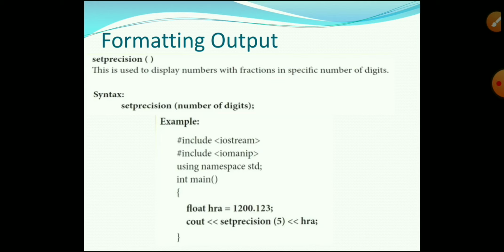Next, cout, double less than, setprecision. The setprecision function I have to use here, and in the bracket I mention 5. Next, HRA. The HRA value is 1200.123, but I set the precision, and with that function I am using here, how many values do I need to display? Only 5 values. What is the result now that I use the setprecision function? Only 5 values need to be displayed in the output screen.